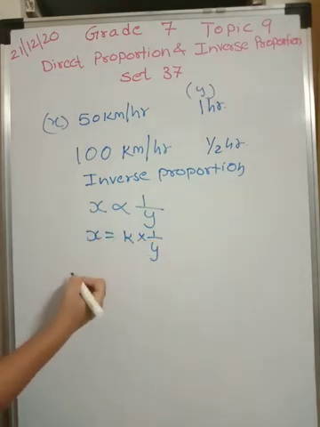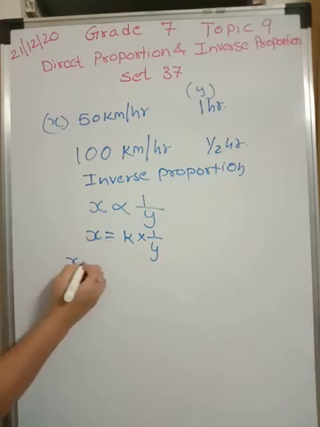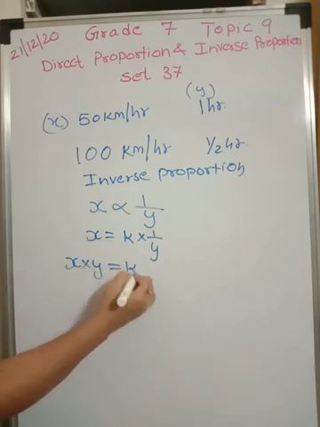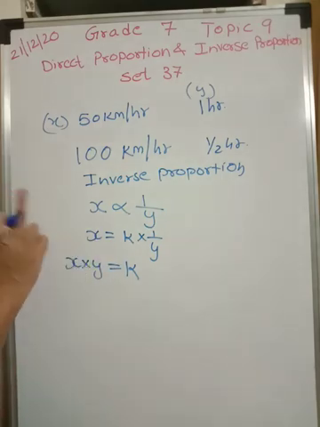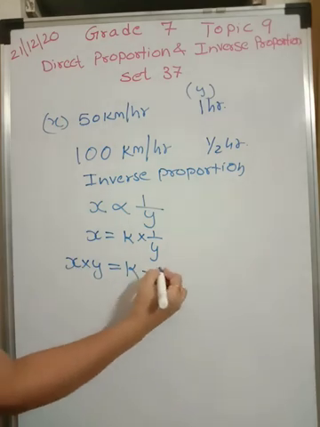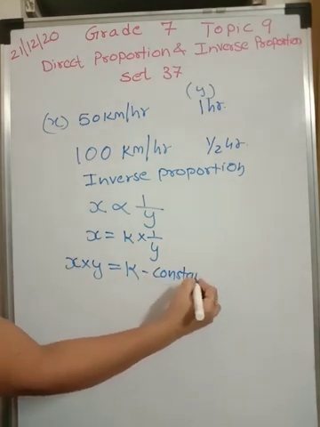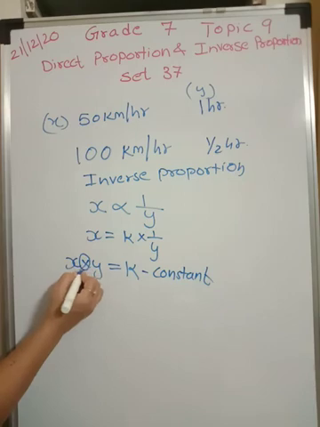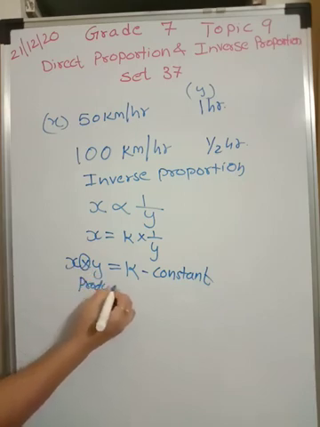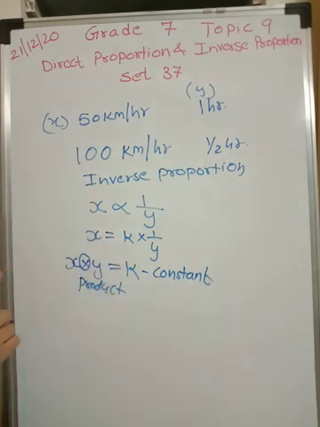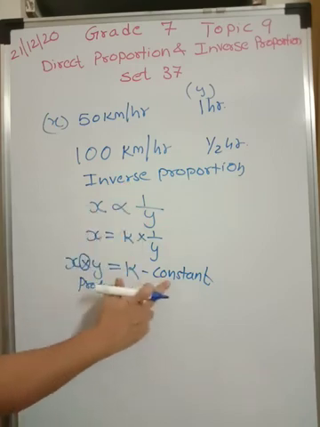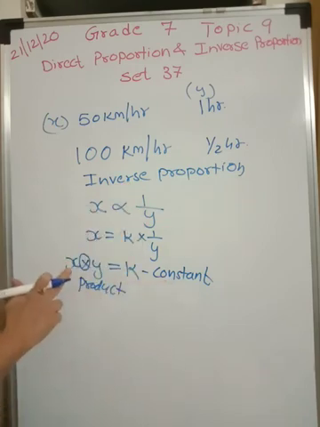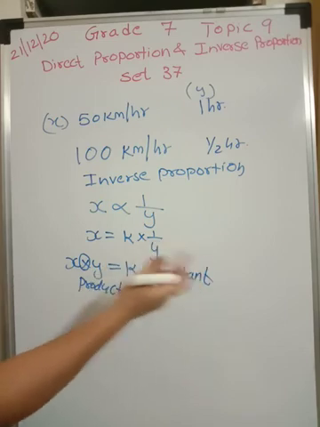Okay, k is constant. Now if I shift y over here, it will be x into y is equal to k. So both of these are equations of inverse proportion. Mind well, in inverse proportion, k is constant, and what is constant? Constant is the product. So in direct proportion, ratio was constant, x1 upon x2 equal to y1 upon y2. But in case of inverse proportion, what will be constant? Product will be constant. x1 into y1 will be equal to x2 into y2.